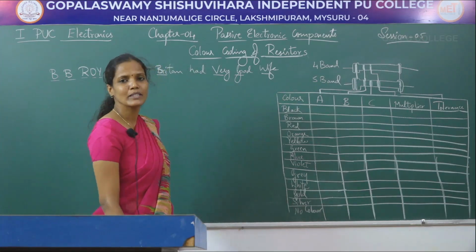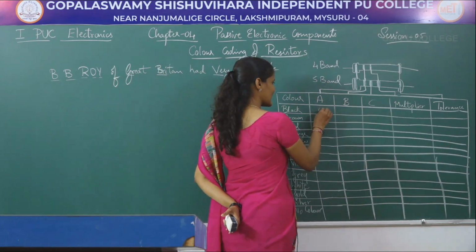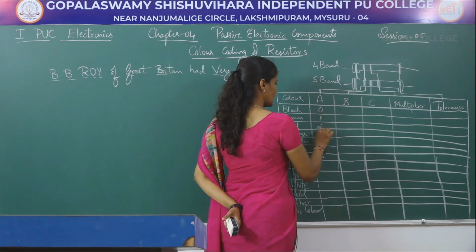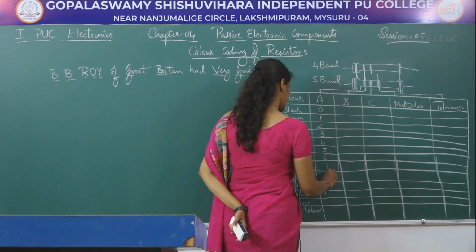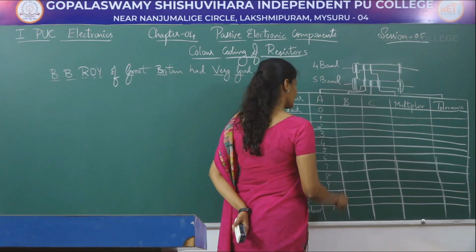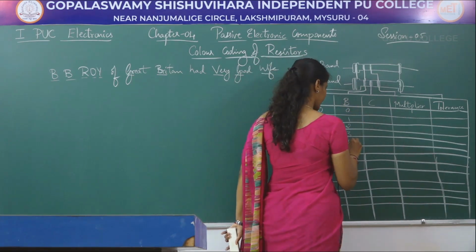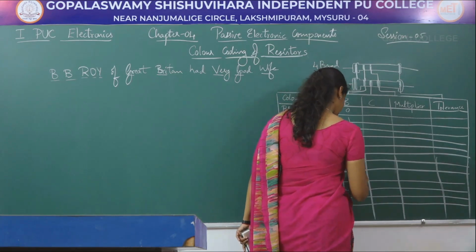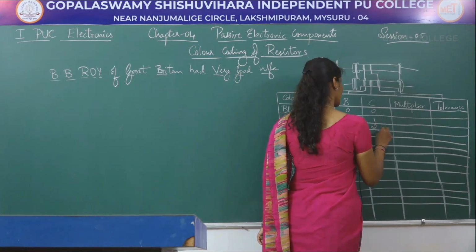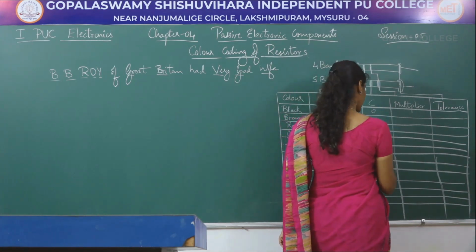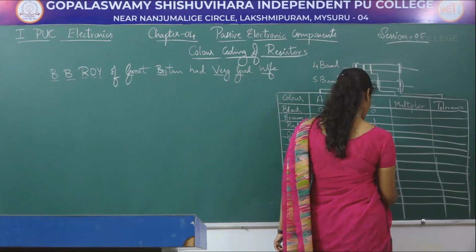A, B, C are nothing but the numericals corresponding to the resistors. So the numericals will start from 0 and end at 9: 0, 1, 2, 3, 4, 5, 6, 7, 8, 9. The same thing will be in the second column, that is column B, 0 to 9, and even C will have the same thing, 0, 1, 2, 3, 4, 5, 6, 7, 8 and 9.